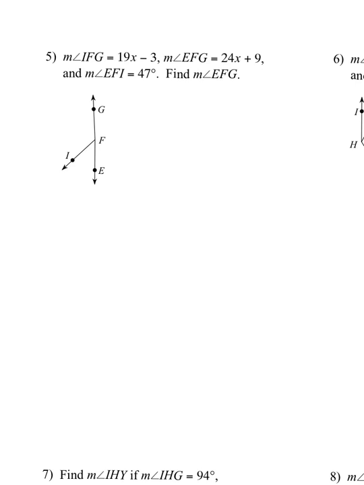Here I'm going to show you how to solve for angle measures, but this time instead of numbers we have algebraic expressions. So I still want to label my angles. IFG has a value of 19x minus 30. EFG is 24x plus 9, and EFI is 47. Okay.